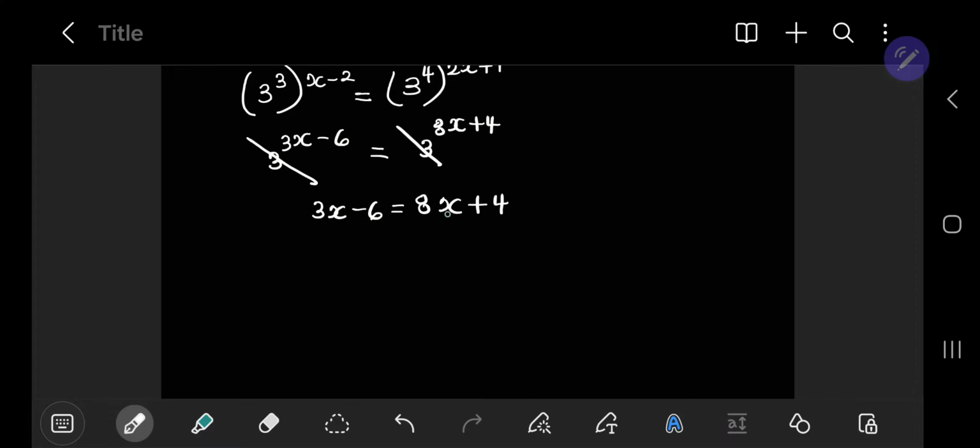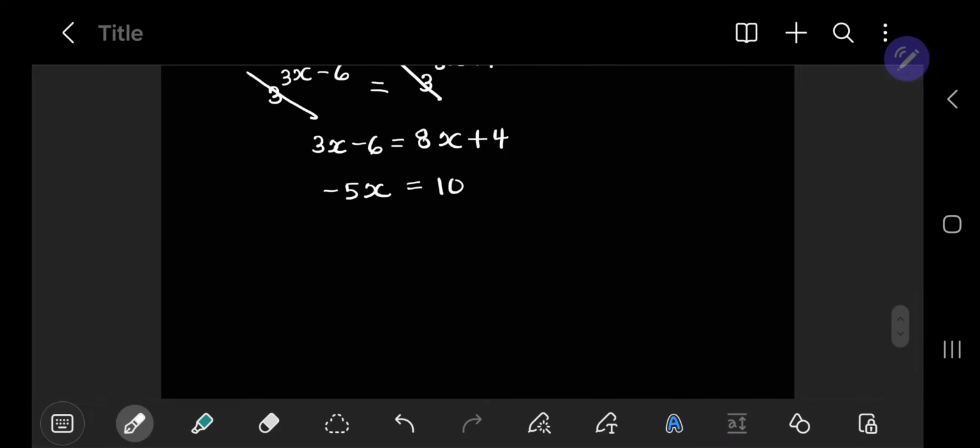I will take this 8x over to the left, it's going to subtract. We'll have 3x minus 8x, which is negative 5x. We're going to take that negative 6 over to the right, it will add. We have 4 plus 6, which will give us 10.